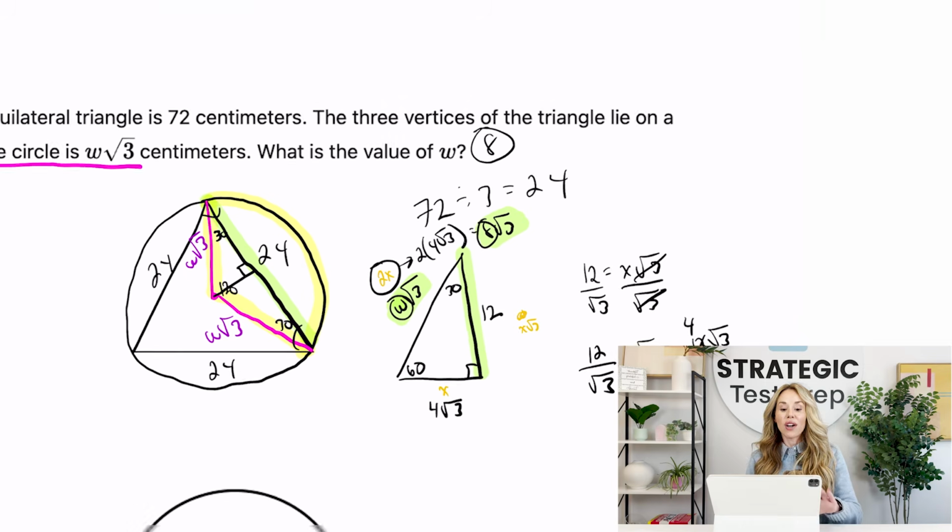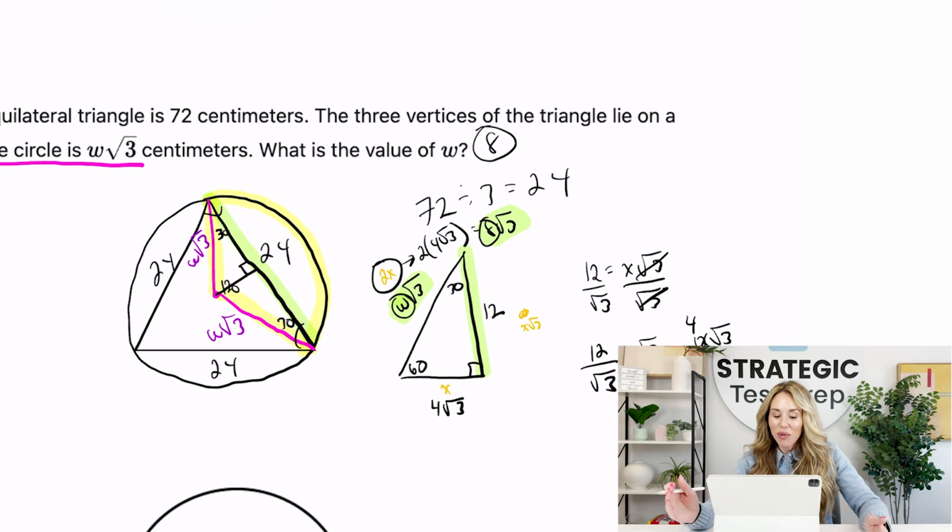Here's an example of another circle problem that's really a right triangles problem.